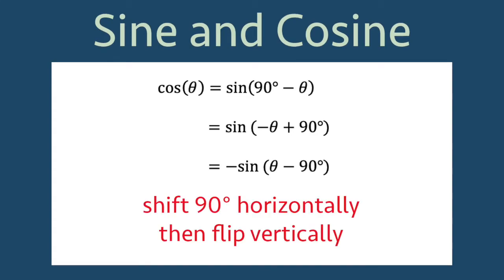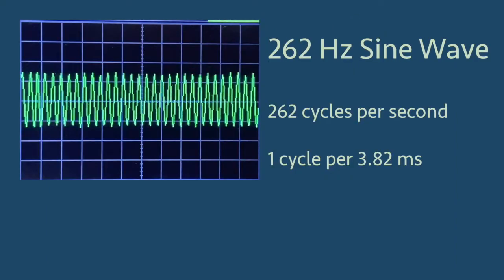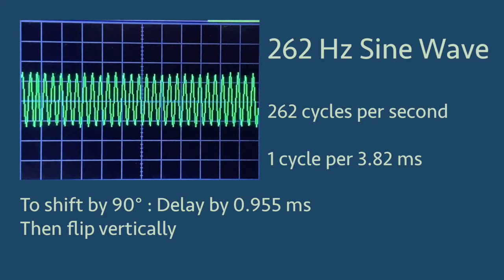This result tells us the following. If we take our original sine wave, shift it horizontally by 90 degrees, and then flip it vertically over the horizontal axis, then we will get a cosine wave. We can do this specifically with our 262 Hz sine wave from before. Since 262 Hz is equal to 262 cycles per second, this is the same thing as one cycle for every 3.82 milliseconds. To shift this by 90 degrees, the waveform would need to be played 1/4 of a cycle later, which could be done by delaying it by 3.82 divided by 4, or 0.955 milliseconds.